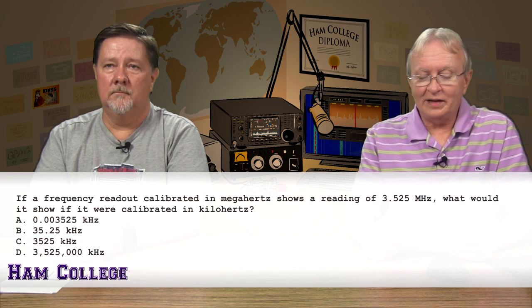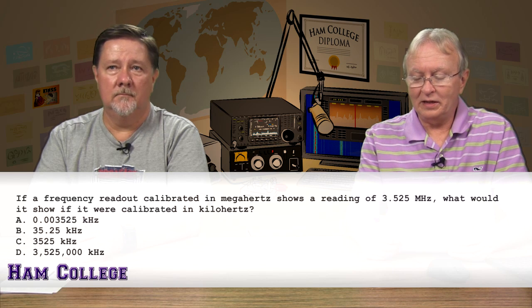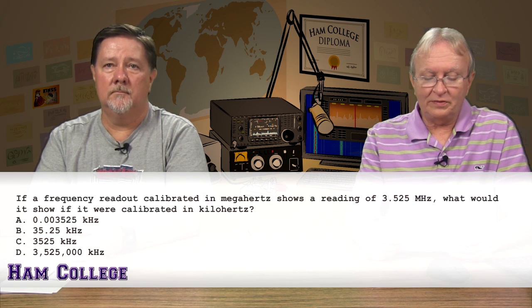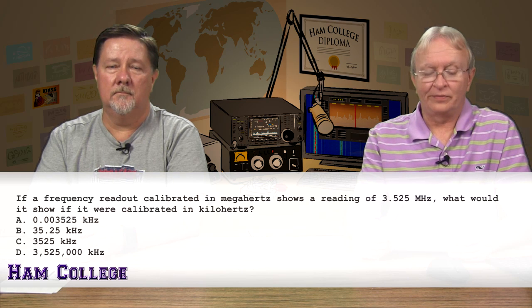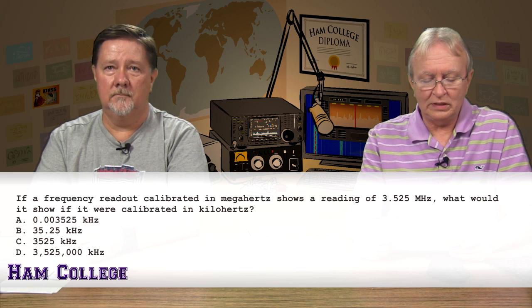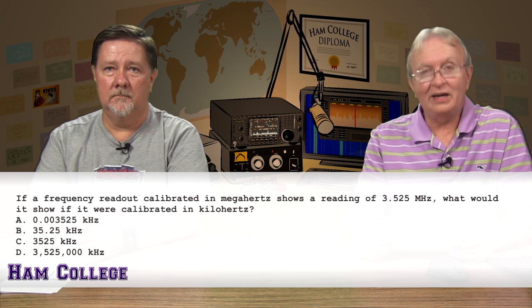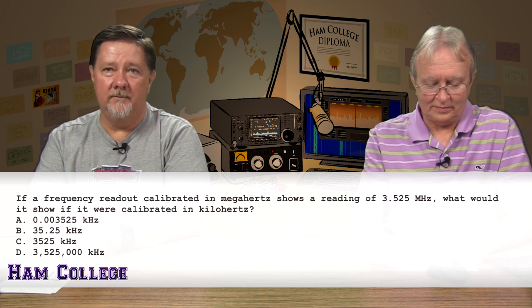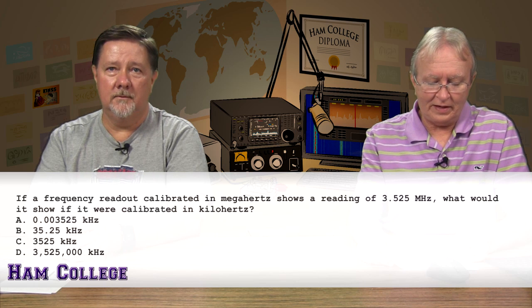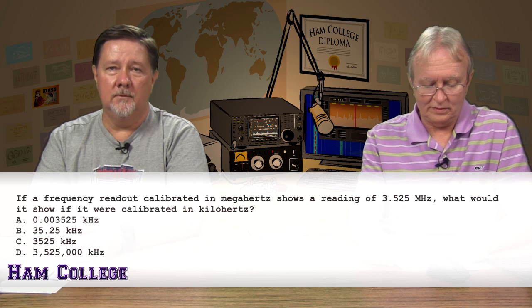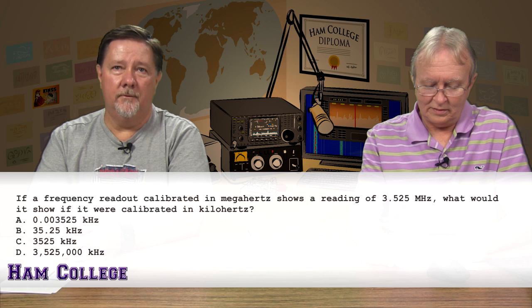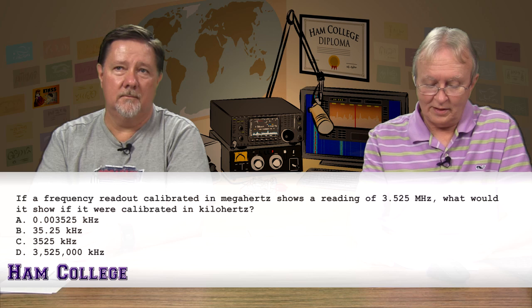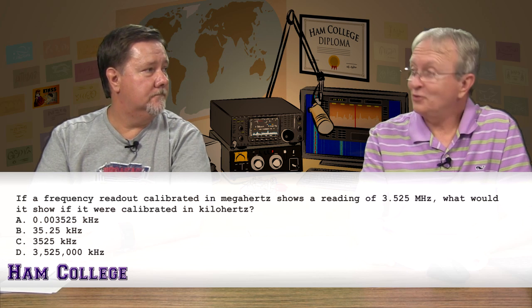If a frequency readout calibrated in megahertz shows a reading of 3.525 megahertz, what would it show if it were calibrated in kilohertz? A, it would show 0.003525 kilohertz. B, 35.25 kilohertz. C, 3525 kilohertz. Or D, 3,525,000 kilohertz. Okay, this one is yours.